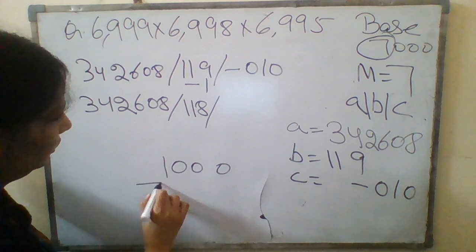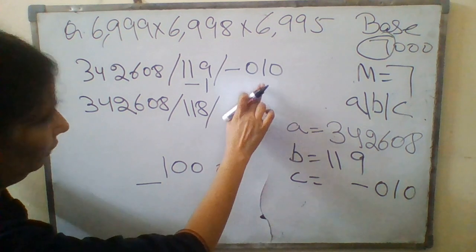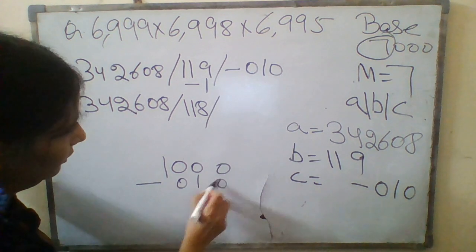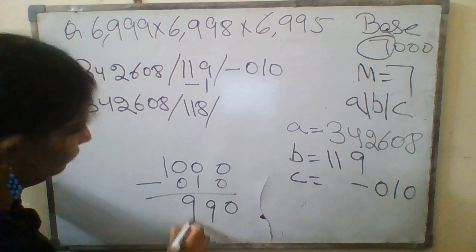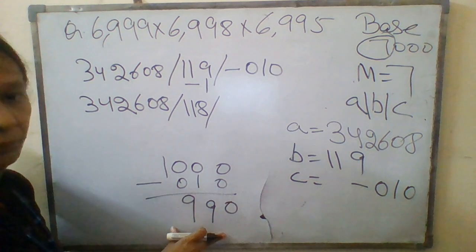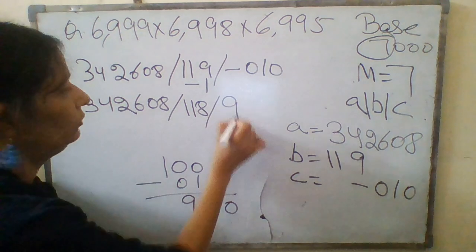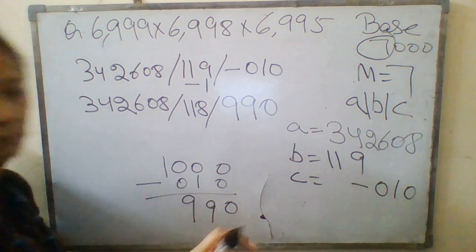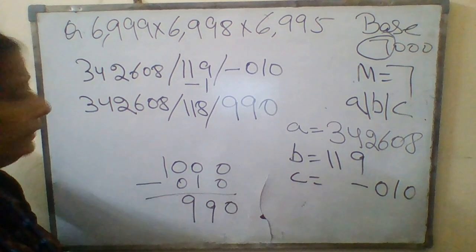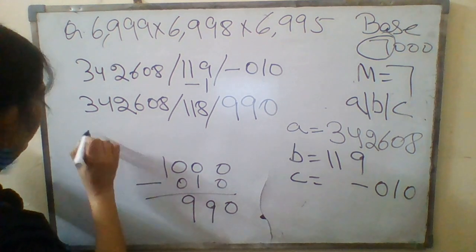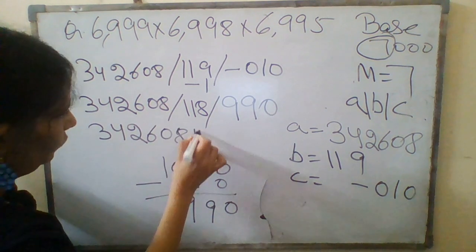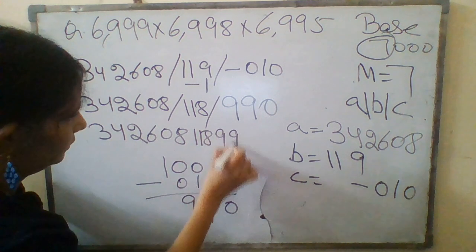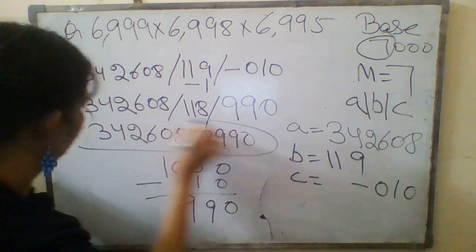Now what will you do? Minus this number. You have to subtract this number. Okay. So what will you get here? 0. Then this is 9. Here also you will get 9. So here you will get 990. You will write down here 990. And now this is your final answer. You write down all these numbers together. Okay. 3 4 2 6 0 8 1 1 8 9 9 0. This is your final answer now.